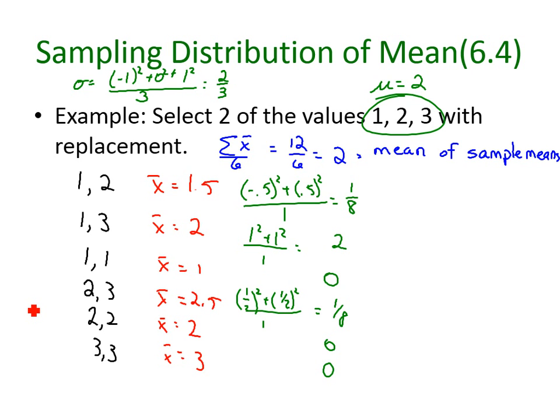Because remember, the formula for variance for a population was different. And I'm not even seeing that we show that on here, which surprises me. I guess because we don't use the population as often. Now, I want you guys to find the mean of the sample variances. So what is 1/8 plus 2 plus 1/8 divided by 6?